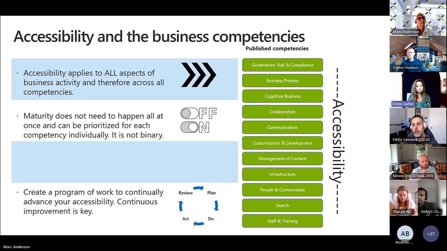Okay, so when we think about accessibility in business, and all of the different competencies, it really does fall into all of these categories. You can see that on this left-hand column that I'm not going to attempt to read with my dyslexic little brain. It falls into all of these categories of products, whether it's governance risk, cognitive services, search, or staffing. It falls into all of it.